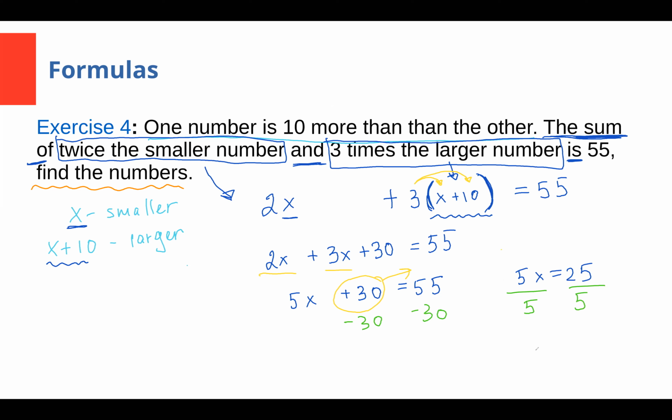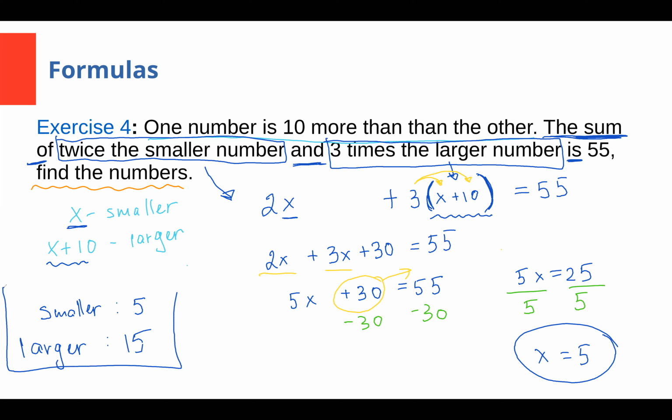So x came out to be 5, but it's the smaller number, right? So the smaller number is 5. What's the larger? Because I need to give the full answer. Well, I go back to this information, right? Let me check the chat messages. 15. Yeah, I agree. 15, right? So it is 15 because we add the 10. So this will be my final answer for this question, right? Let me know if you have any questions.